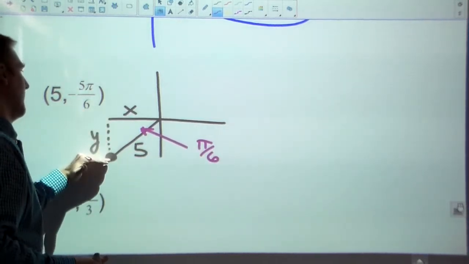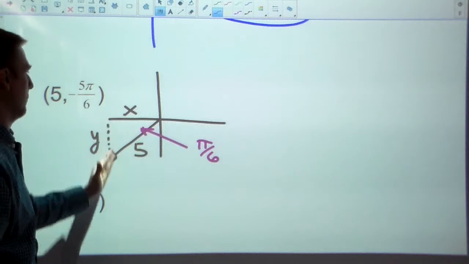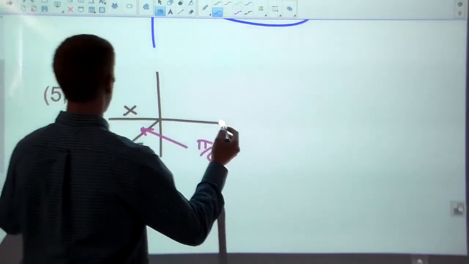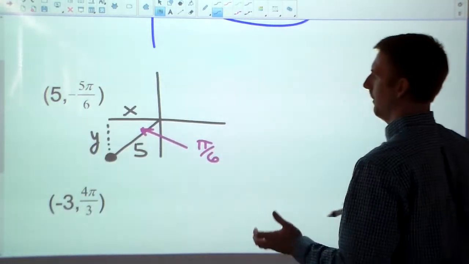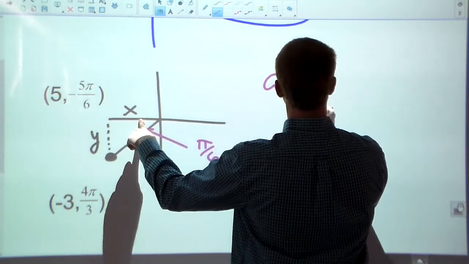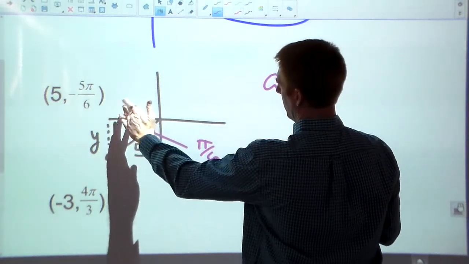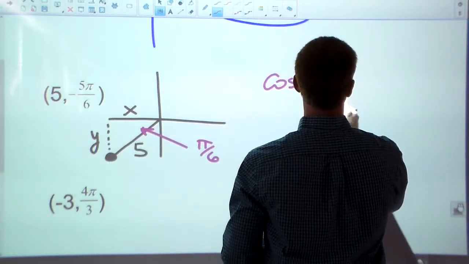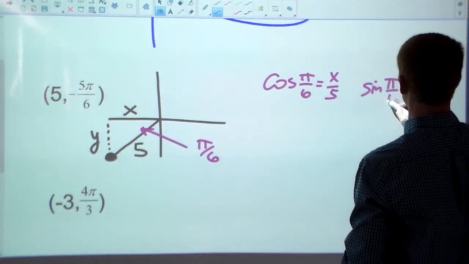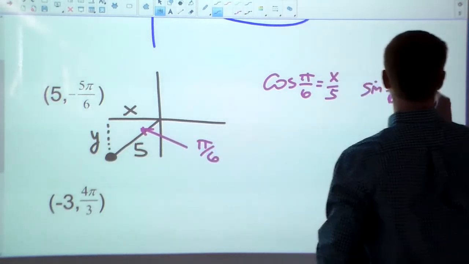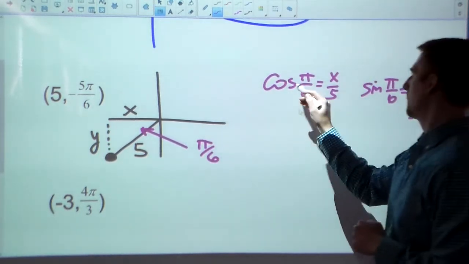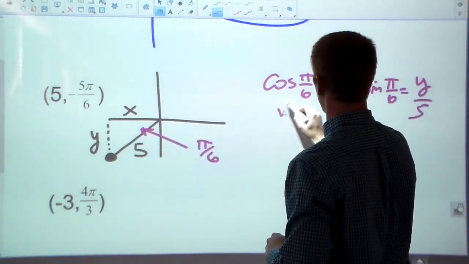And remember, my y needs to be negative, and my x needs to be negative, just looking at where the coordinate is. It's in the third quadrant. So that's the way I like to approach it. So let's just think about the trig here. Now, if we want to find the x coordinate, we're going to do cosine pi over 6 would equal the adjacent side over 5. And pretty similar to that, if we want to find y, sine of pi over 6 would be the opposite side, which is y, over the radius of 5. We know cosine of pi over 6 is the square root of 3 over 2.